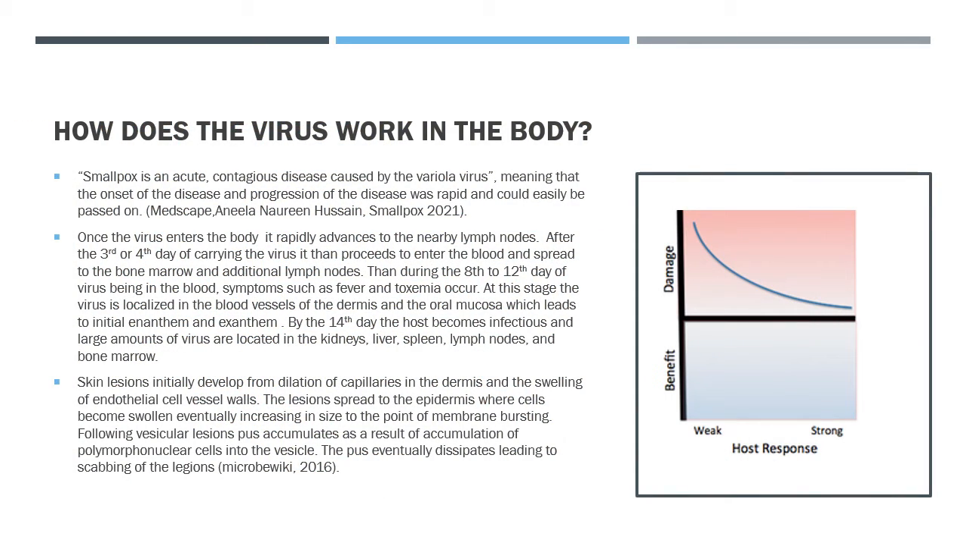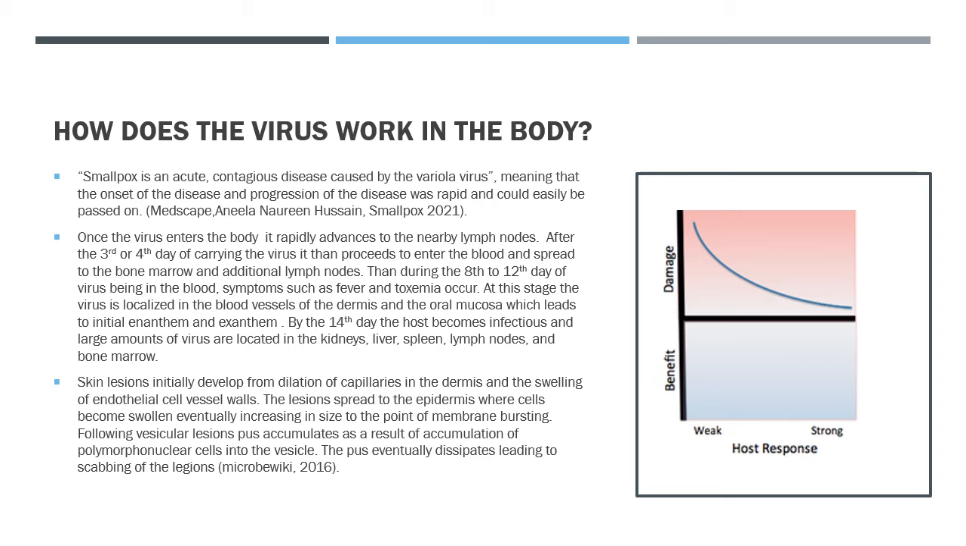Now, after transmission, you might be wondering what is the effect of this virus in the body and what does it do in the body? So to understand that, you have to understand that smallpox is considered an acute contagious disease, meaning that the onset of the disease and the progression of that disease on the body and its symptoms are very rapid and could easily be passed on from one host to another.